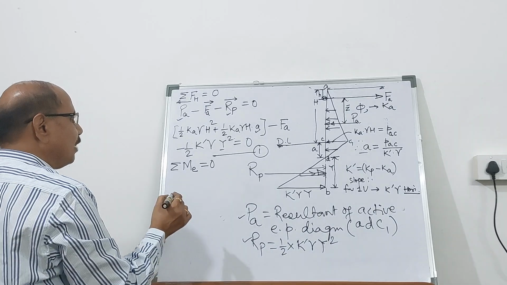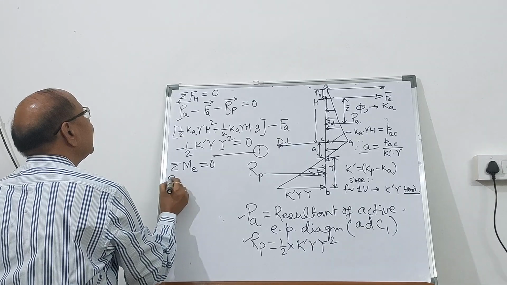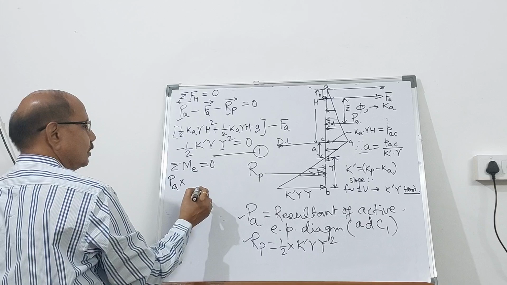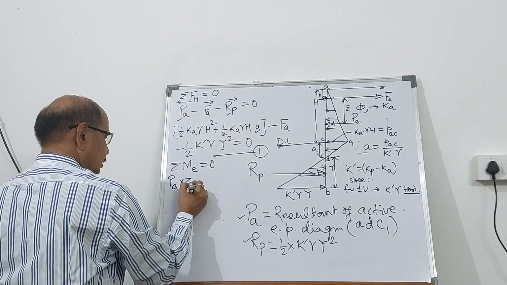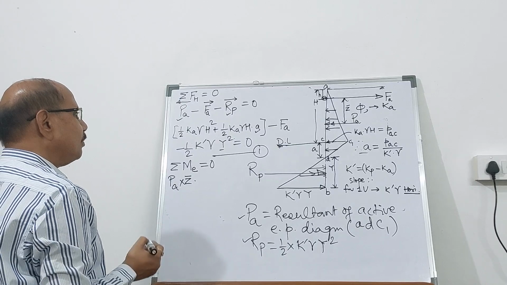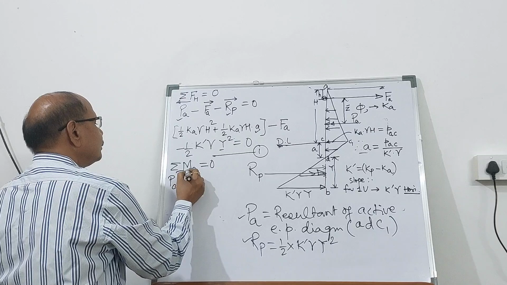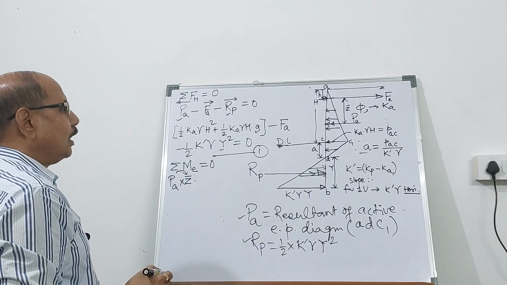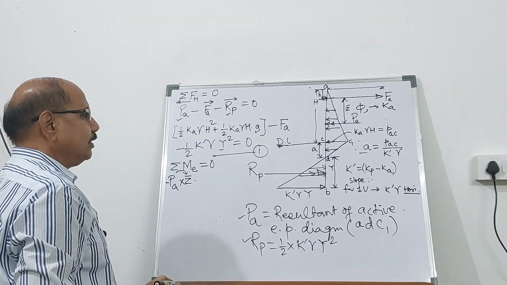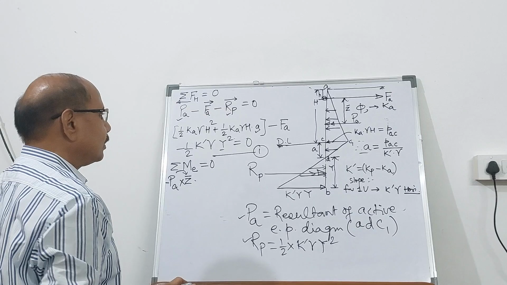So now the magnitude PA is known to us. So PA multiplied by Z bar will be the moment about the anchor rod, and this is going to be clockwise in nature. So minus PA into Z bar.